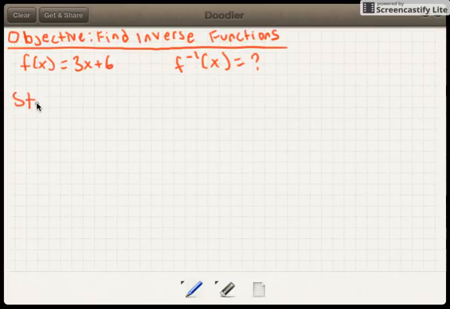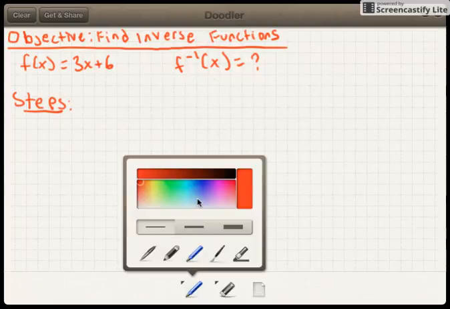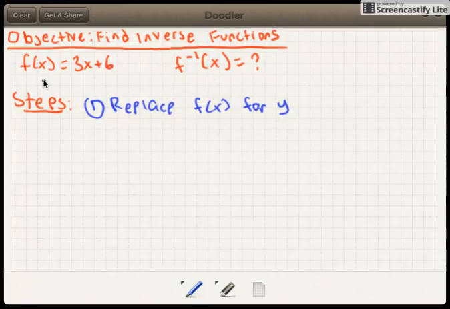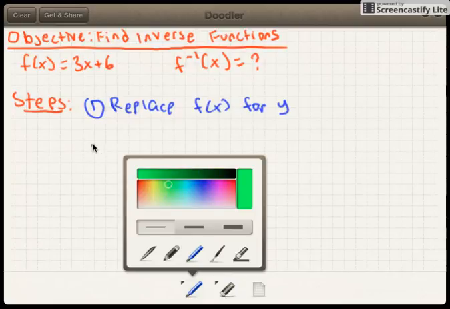So, the first step is just replace f of x with y. So wherever you see f of x, we can just write y. Same thing goes if you see h of x or g of x, any function of x, you can rewrite it as y.